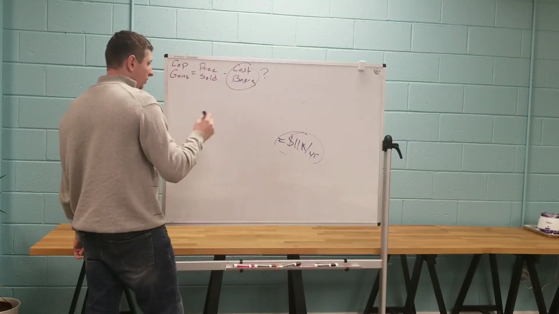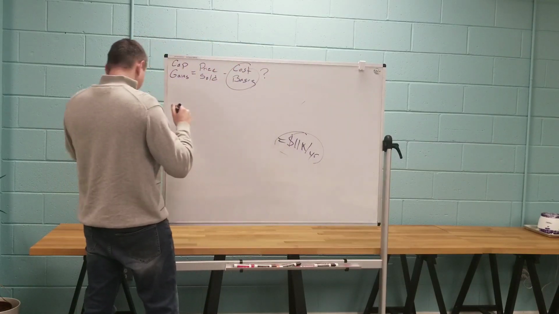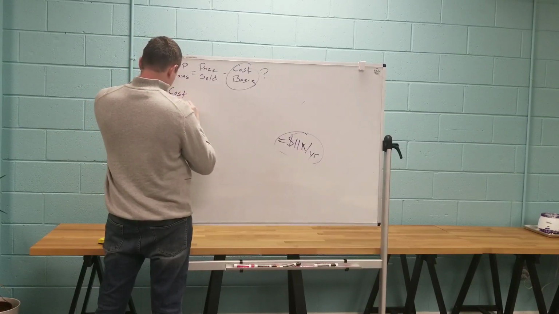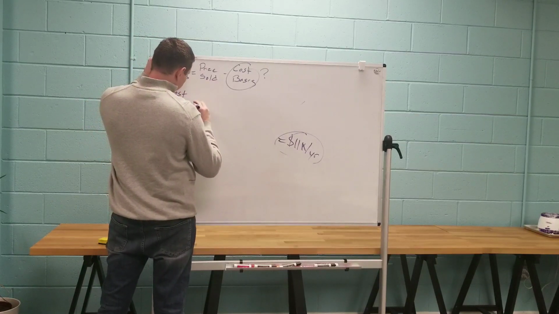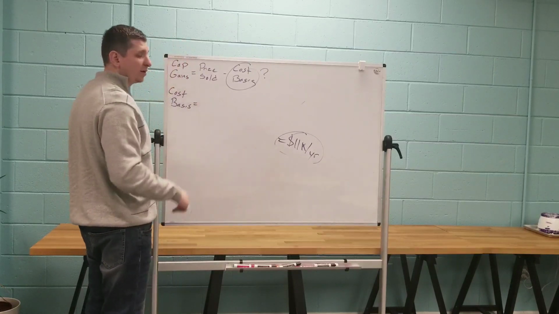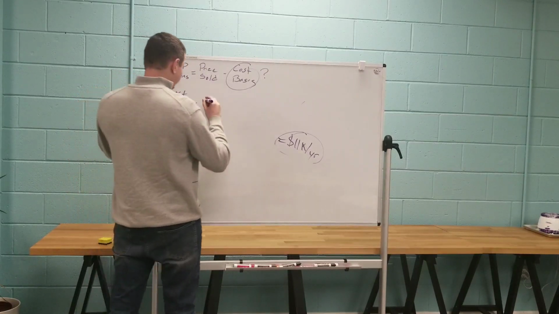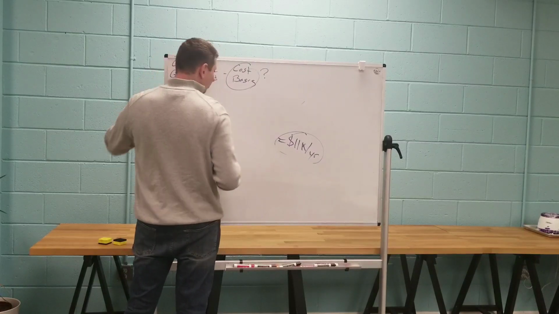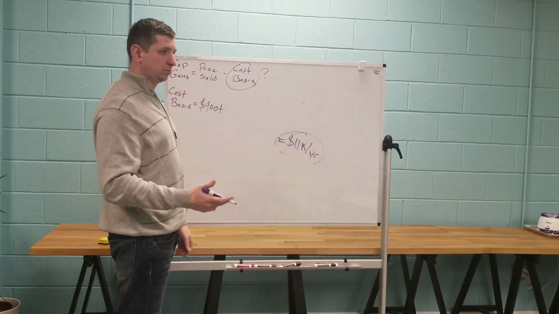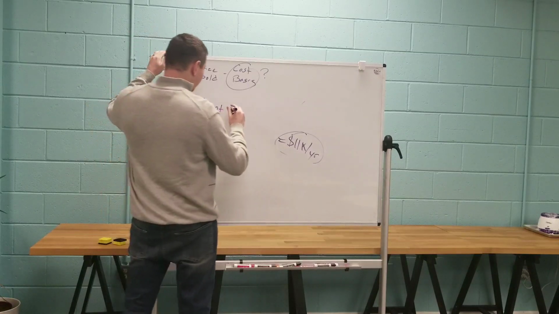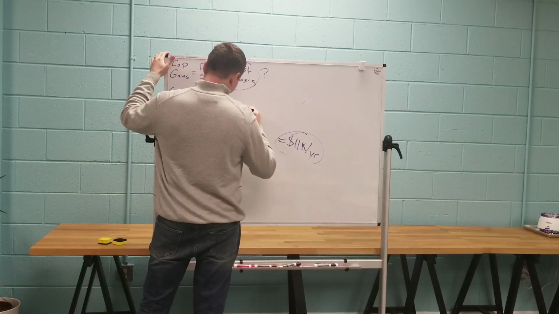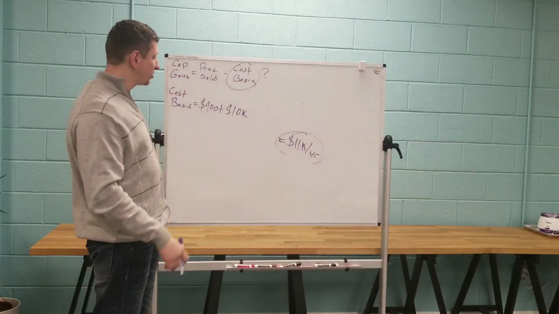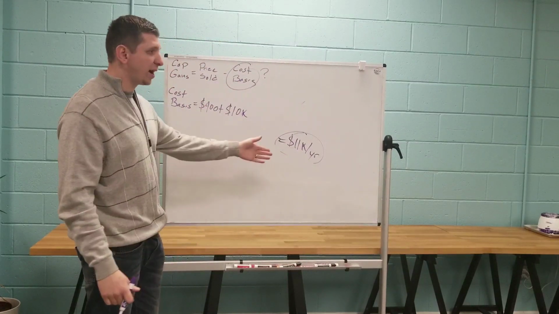What's cost basis? Your cost basis equals the price at which you purchased the house. That's your first variable, $400,000, plus whatever improvements you put into your home. We did the roof, right? At $10,000, plus $10,000 the roof, right? Minus your depreciation over those several years at which you held the asset.